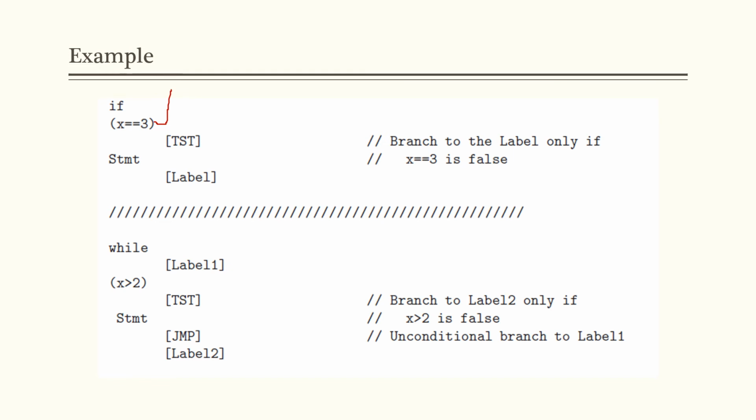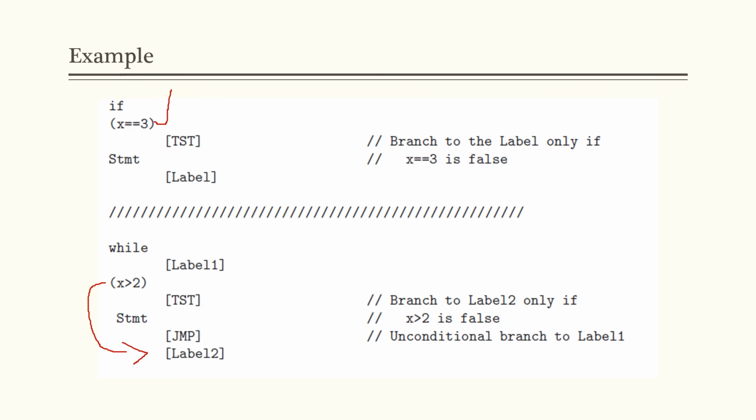Let's say L1, normally we start with L1. Then check the condition. If x greater than 2, you do TST to check whether the condition is true or false. It says here branch to level 2 only if x equals 2 is false. So if this is false, we jump to the next operations, level 2.